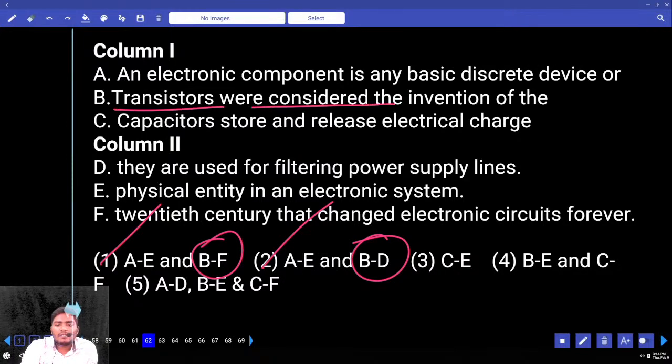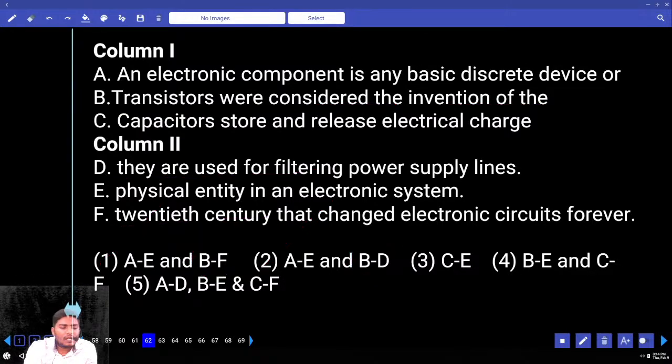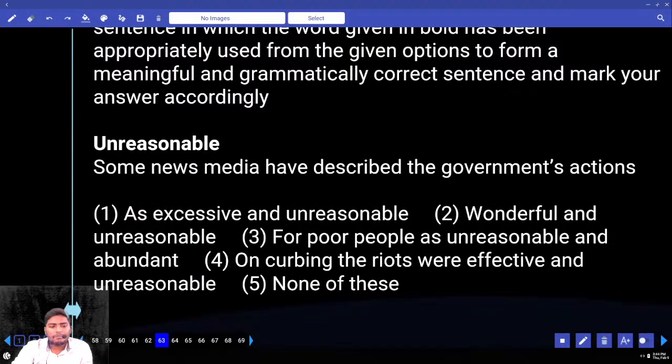Transistors were considered the invention of the, they are used. Invention of the 20th century. Invention of the 20th century. So, it comes with BF only. Answer is 1. Move to 63.